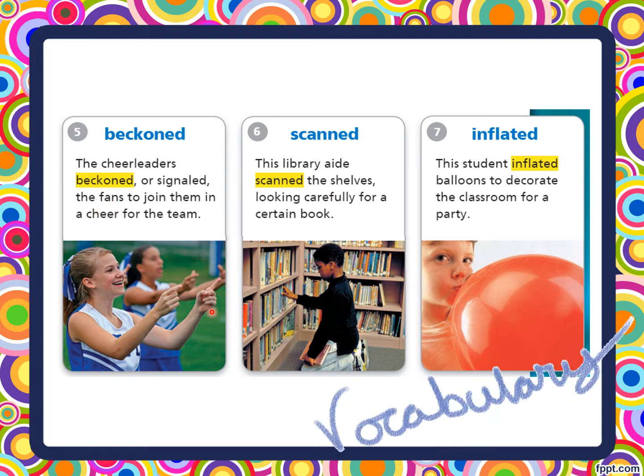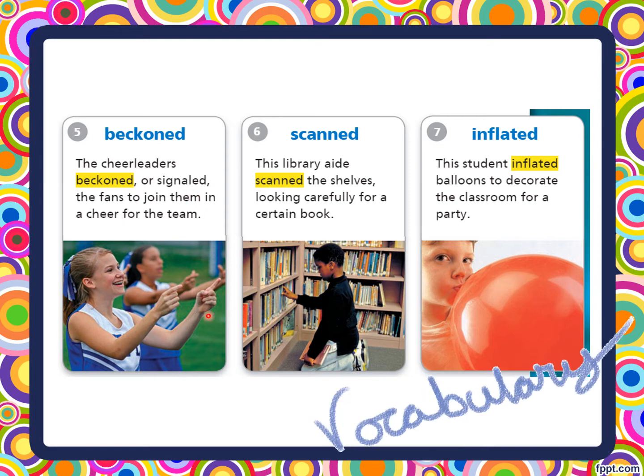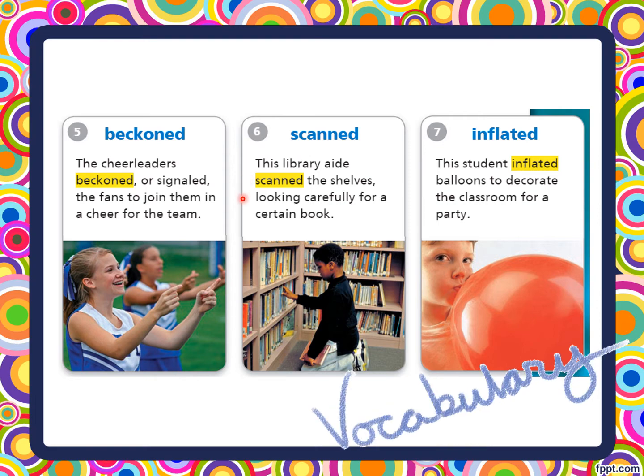So right now they are beckoning. What is the meaning of beckoning? It means signaled, okay? Or to signal by nodding or waving. Right now, they are beckoning by pointing their fingers to the audience. Number 6 is scanned. This library aide scanned the shelves looking carefully for a certain book.